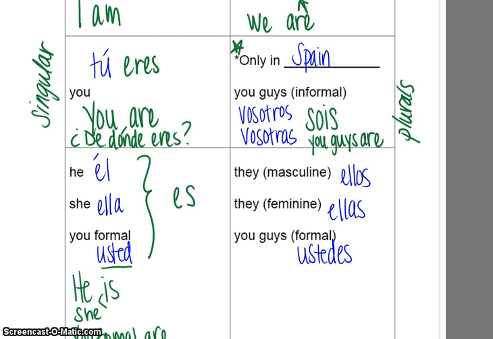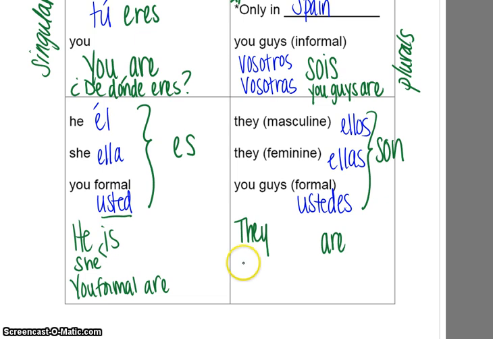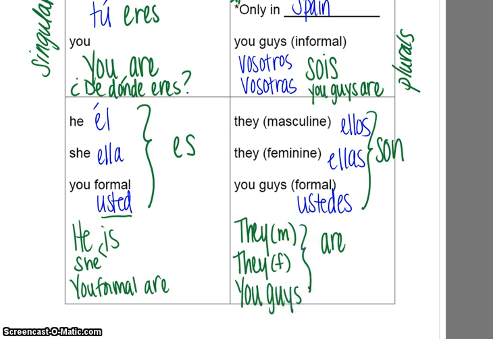Then again, just like él, ella, usted, ellos, ellas, and ustedes are all going to use the same verb. And that verb form is son. Ellos son means they are. Ellas son, they are, and that's the feminine way to talk about it. Ellos is the masculine, and you're talking about a group of people. And then ustedes son, you guys are, and that's the informal way to talk about it.